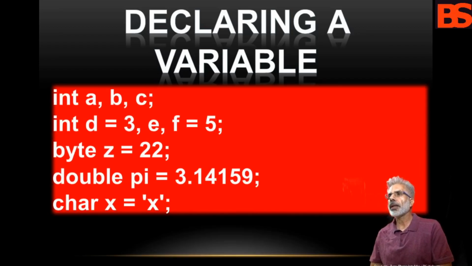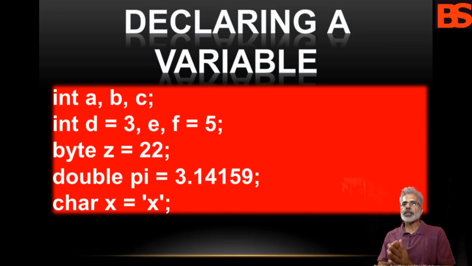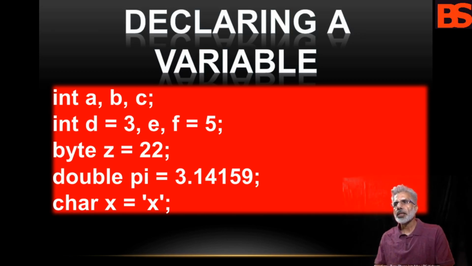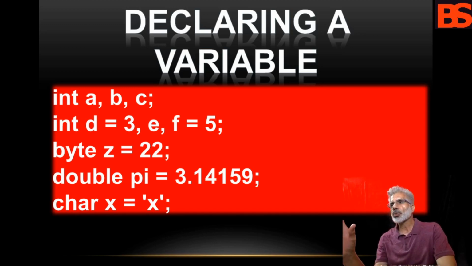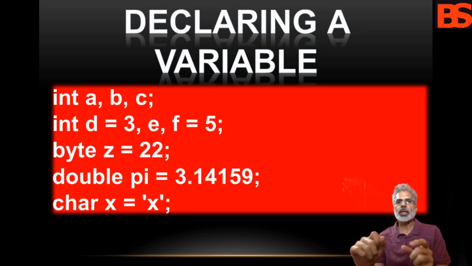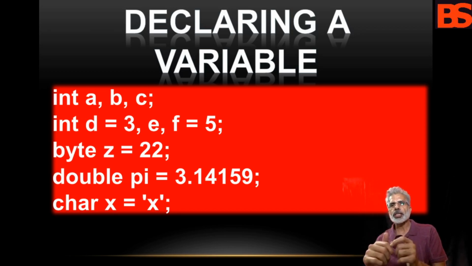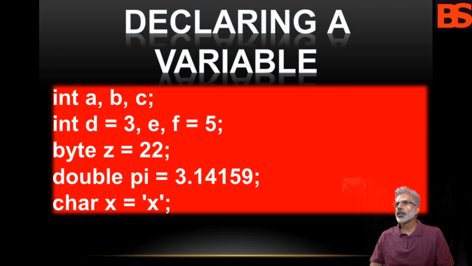Like int a, b, c declares three ints a, b and c. Second line, int d = 3, e, f = 5 declares three more ints, initializing d and f. byte z = 22 initializes z, and double pi = 3.14159 declares an approximation of pi.